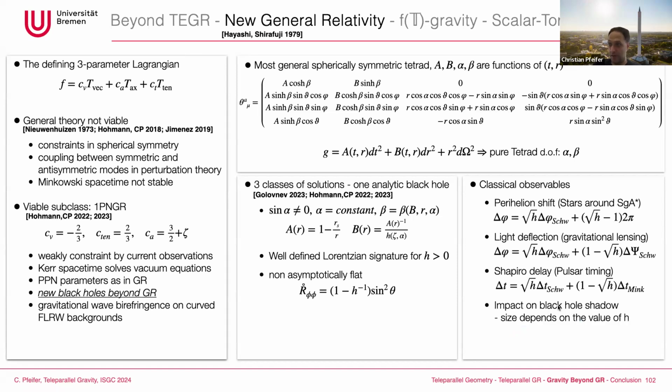Also, we calculated the impact on black hole shadows, where we find that the size of the black hole changes for a given mass when we modify this function h. And all these observations give us constraints on our model parameter, on our teleparallel correction to general relativity. And it's currently work in progress to really do this numerically and properly to find good constraints. So this is one class.